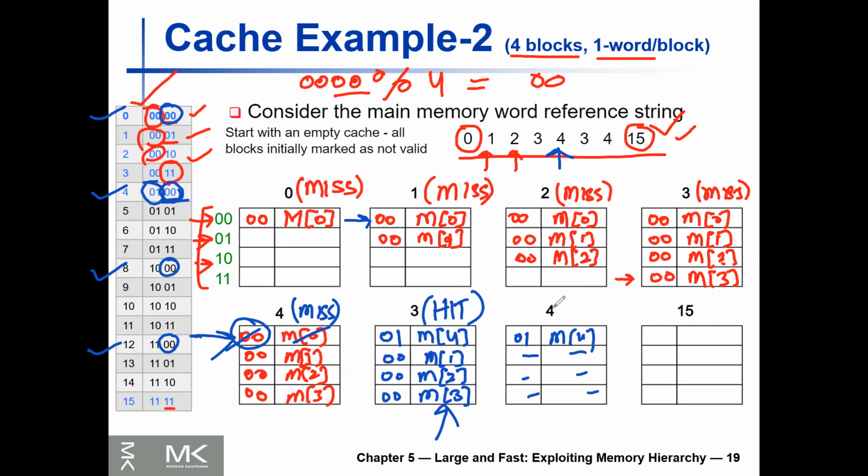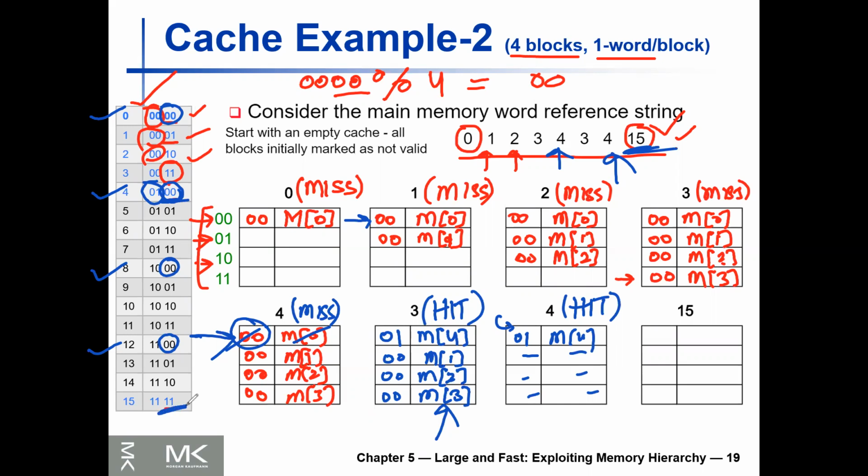So again, you are reading 4. So is 4 there already or not? Correct? Yes. So one more hit. We got one more hit. Now 15. For the 15, which index is going to match?